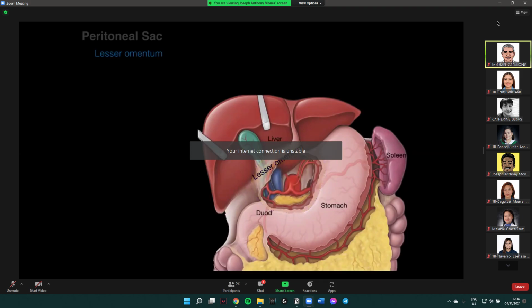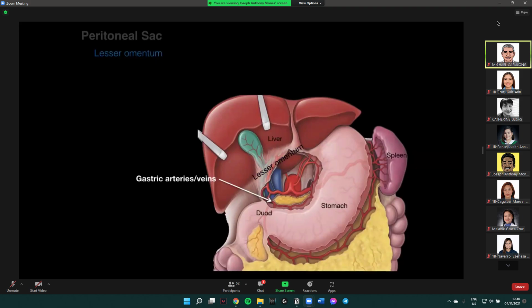Okay, so now dissolve that out of the way, and we see these blood vessels within the lesser omentum. Those are the gastric arteries and veins going along the lesser curvature. So I think of gastric arteries and veins on the lesser curvature of the stomach, the lesser name for the lesser curvature, and the gastro-omental arteries and veins, the greater name for the greater curvature of the stomach.